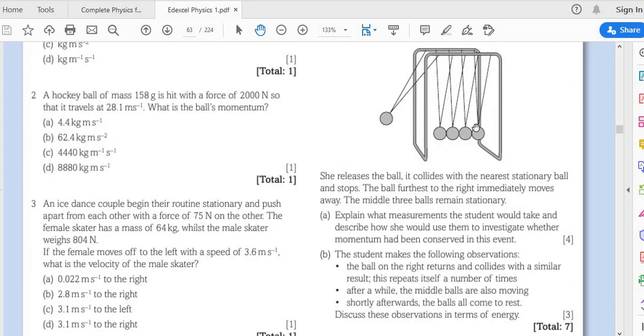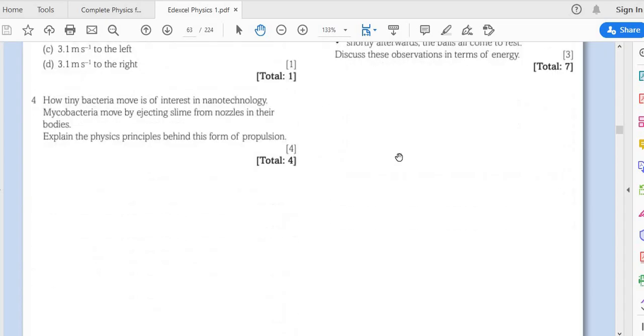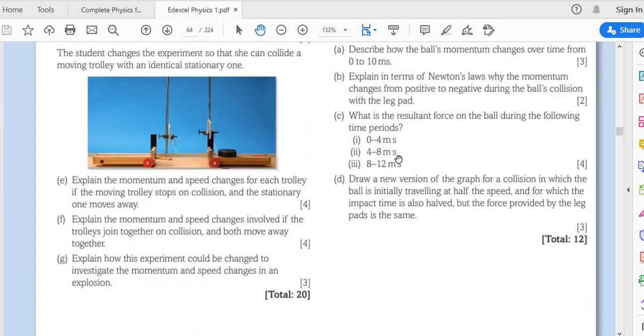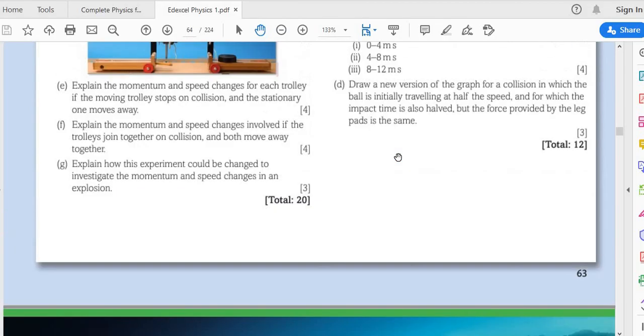Okay, so here is the Newton's cradle. I explain to you how it works. Yeah, so that's the end of chapter 2.